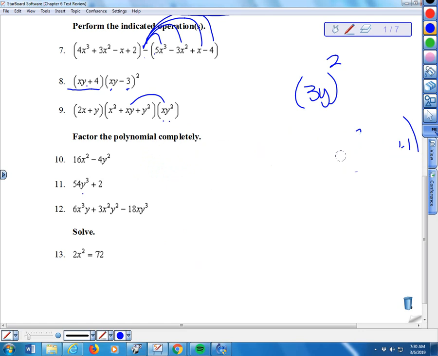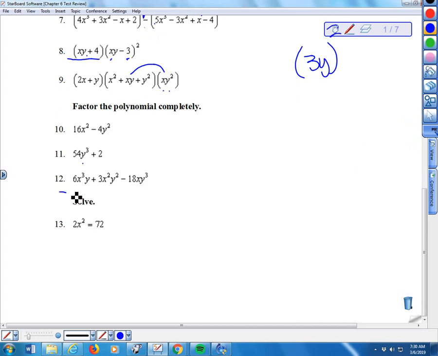Next one, I just need to factor the common factor out of all terms first, and it looks like it's going to be 3xy cubed. Then I look at the first term. If I take a 3xy, there's no y cubed here.